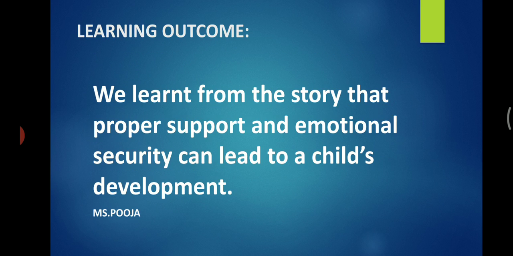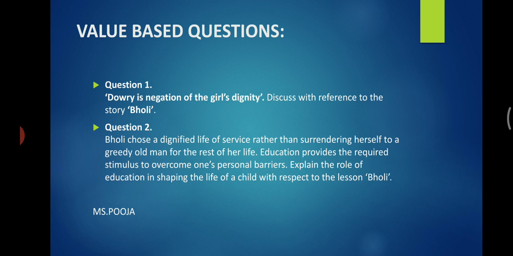So, the learning outcome is that proper support and emotional security can lead to a child's development even when there was a child like Bholi. So, let's answer these value based questions after reading the chapter. Question number one for you is: Dowry is negation of the girl's dignity. Discuss with reference to the chapter Bholi.